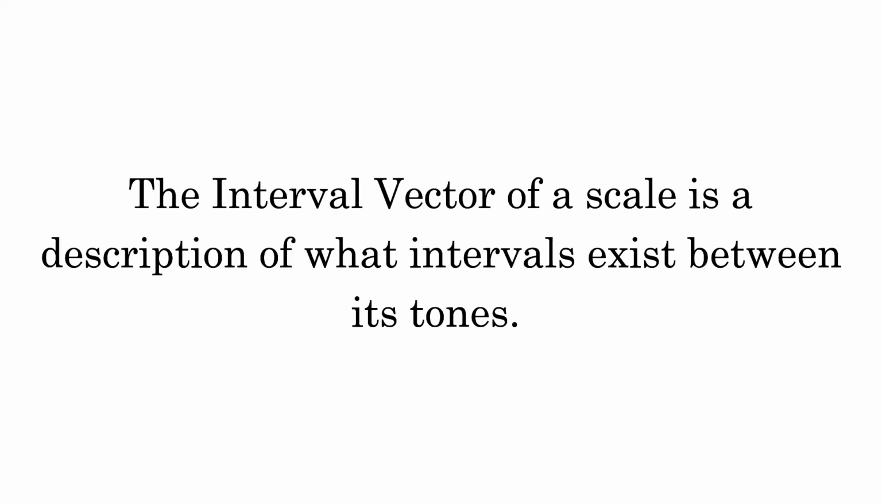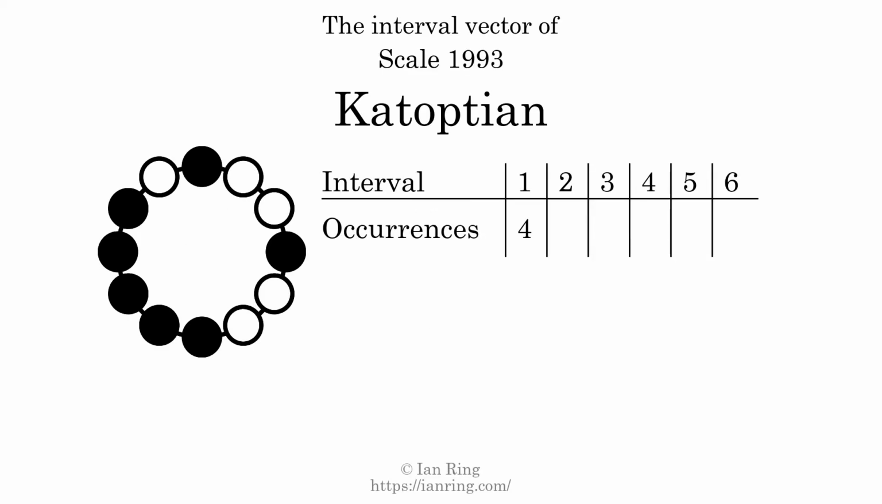The interval vector of a scale is a description of what intervals exist between its tones. There are 4 intervals with the size of 1 semitone. They are here, here, here, and here. There are 4 intervals with the size of 2 semitones. They are here, here, here, and here. There are 5 intervals with the size of 3 semitones. They are here, here, here, here, and here.